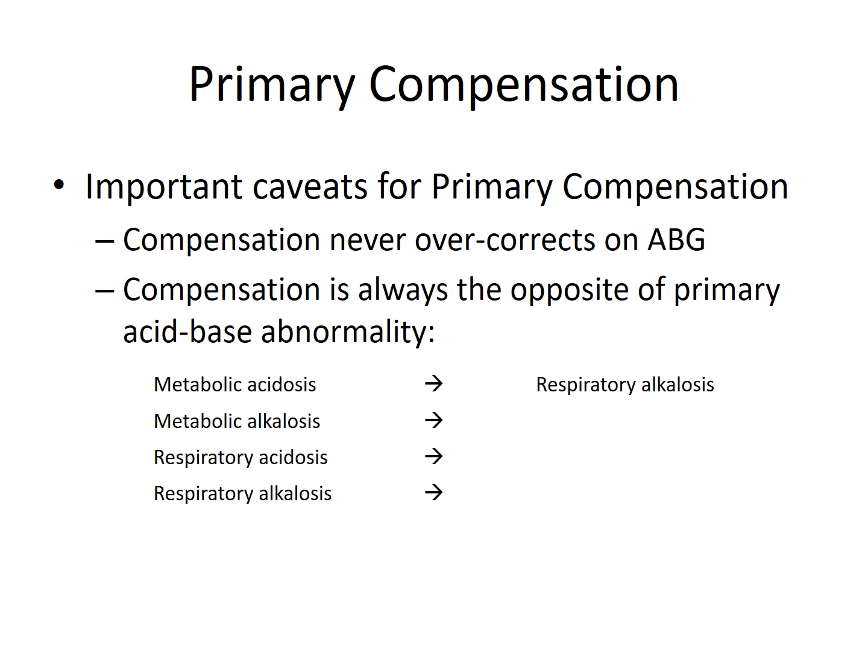Second, patients will always compensate with the opposite of their primary acid-base abnormality. So what does that mean? Well, for example, a patient with metabolic acidosis will compensate with a respiratory alkalosis. Breaking that down, I would ask, what's the opposite of a metabolic process? It's a respiratory process. And what is the opposite of an acidosis? It's an alkalosis. So the opposite of a metabolic acidosis is a respiratory alkalosis. See if you can figure out how the other three primary abnormalities are compensated.